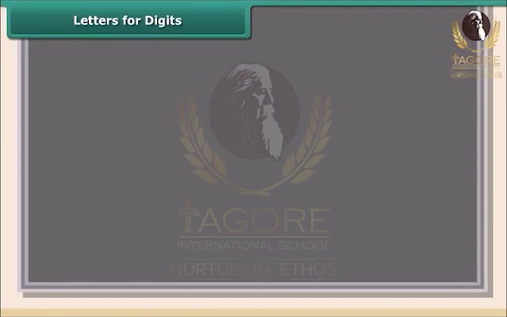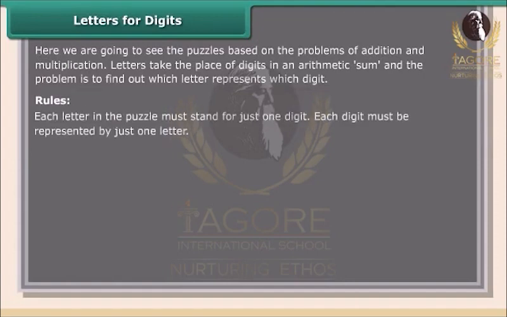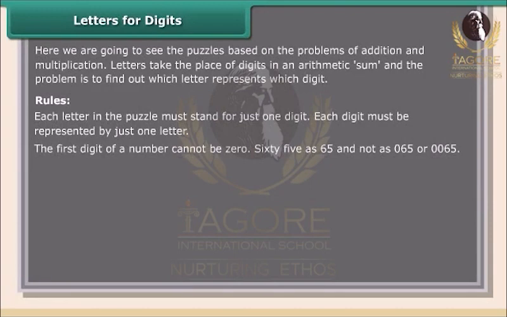Letters for digits. Here we are going to use puzzles based on the problems of addition and multiplication. Let letters take the place of digits in an arithmetic sum, and the problem is to find out which letter represents which digit. Rules. Each letter in the puzzle must stand for just one digit. Each digit must be represented by just one letter. The first digit of a number cannot be 0. We write 65 as 65 and not as 065 or 0065.